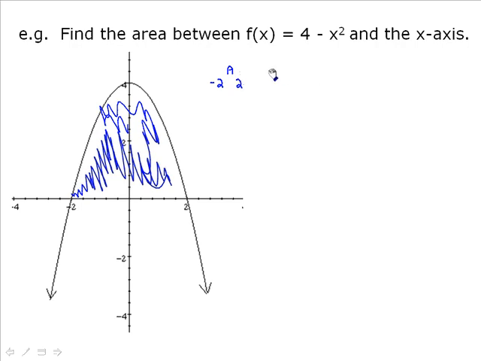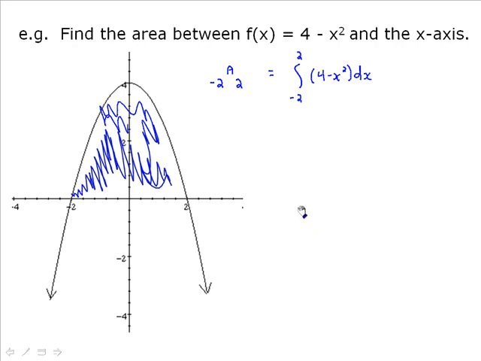The area from negative 2 to 2 is equal to the definite integral from negative 2, the lower limit, to positive 2, the upper limit, of the function 4 minus x squared, the original function we're given, dx. If we take the antiderivative of it, it gives us the area function. So that's what you want to get clear on. The antiderivative of the given function that you're graphing will give you an area function to calculate the area.